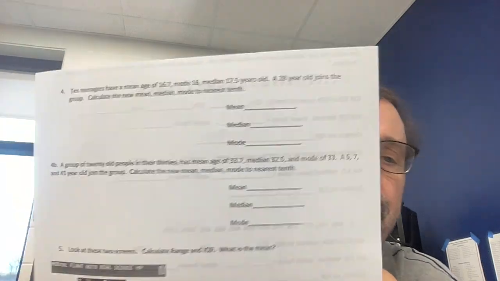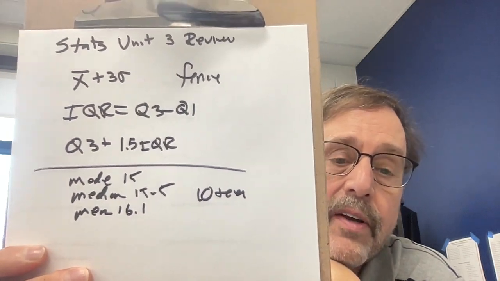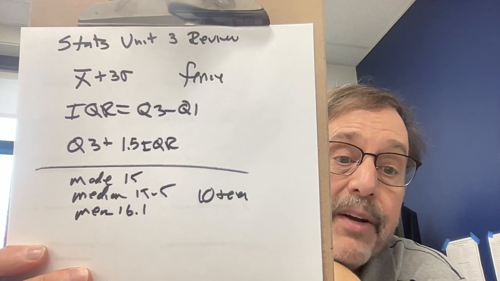Our teenager problem. All right. So your teenager, by the way, on the review sheet, it should have said mode of 17, you know that. So we got a mode of 15, a median of 15.5, and a mean of 16.1. Just like we did in class, we have 10 teenagers. Their mode is 15, their median is 15.5, their mean is 16.1.